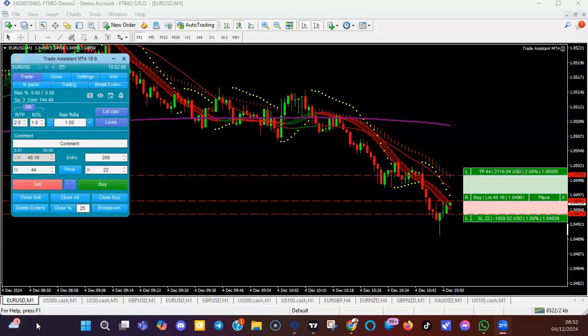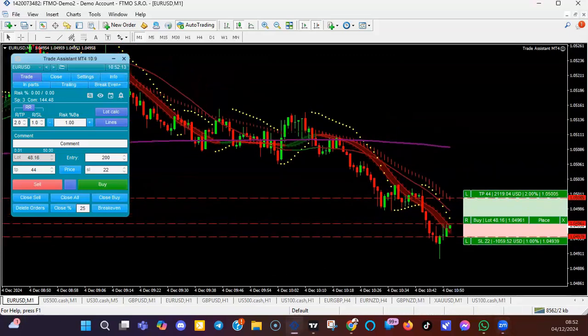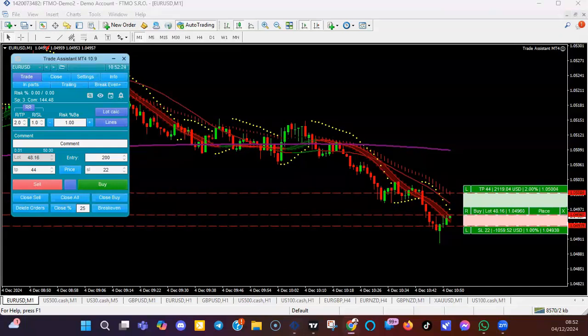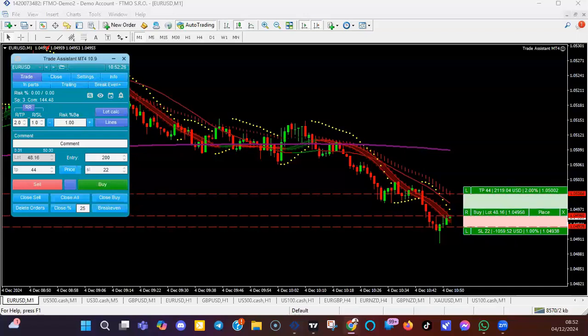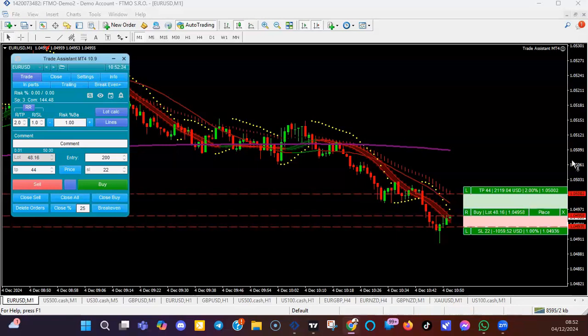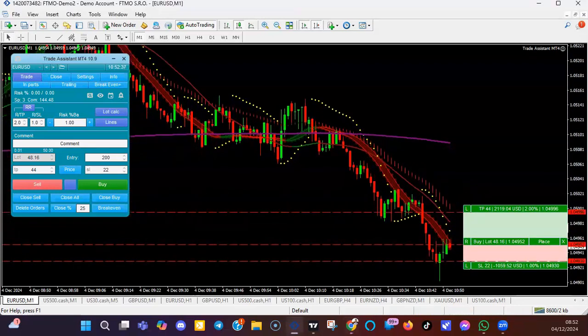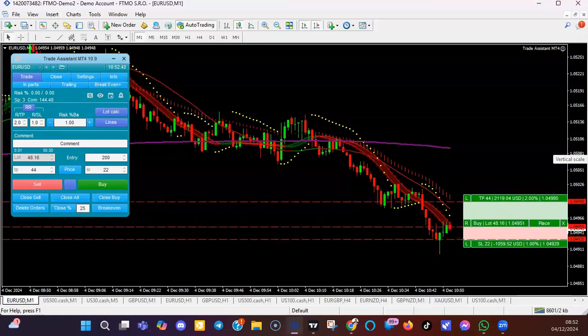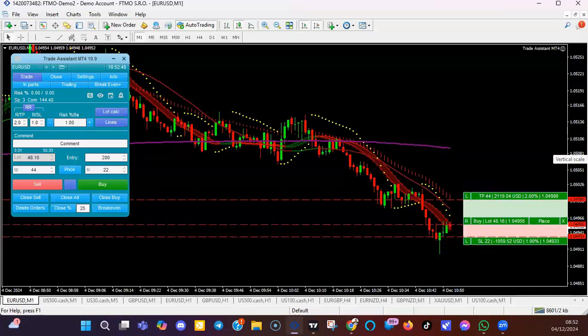As you see, on this buy now, we've got quite a way to go. But the news, let me remind myself, it's German news in 2 minutes' time. Might help the buy on its way, or it might even go for a deeper sell. Obviously, if it's bad news for the euro, we will see.